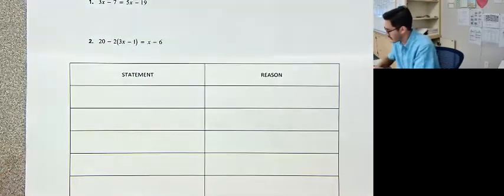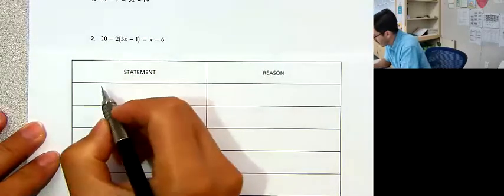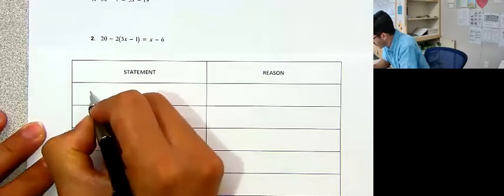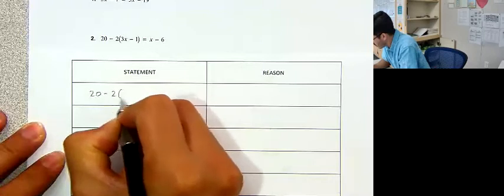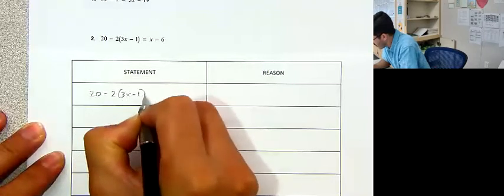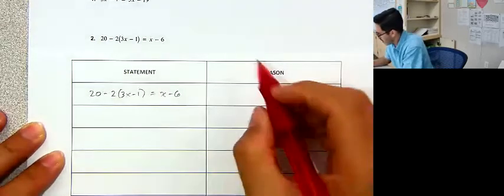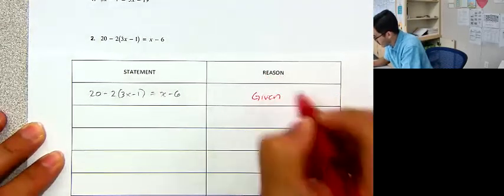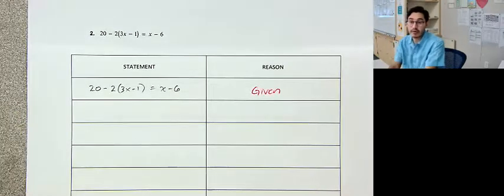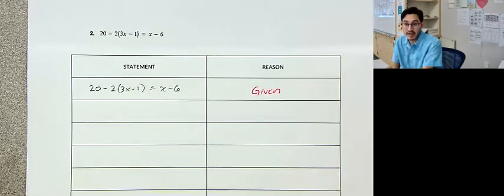All right, so question number 2, we are given another equation, so I'm going to write this down. 20 minus 2 parentheses 3x minus 1 equals x minus 6. And of course, that equation was simply given to us. So every proof starts with given as its very first reason.